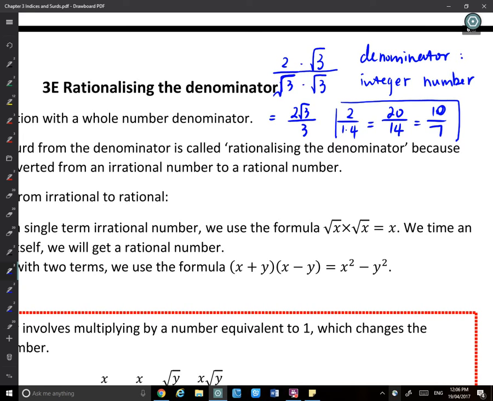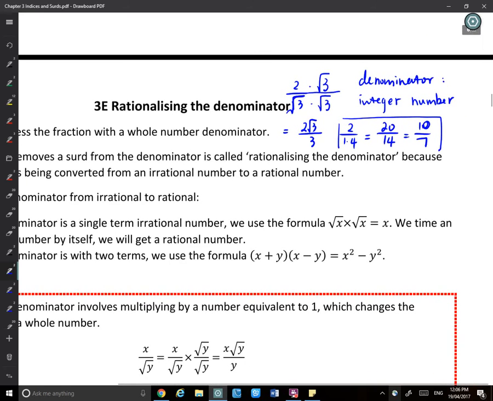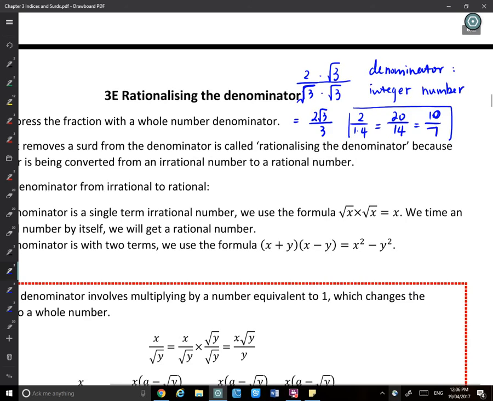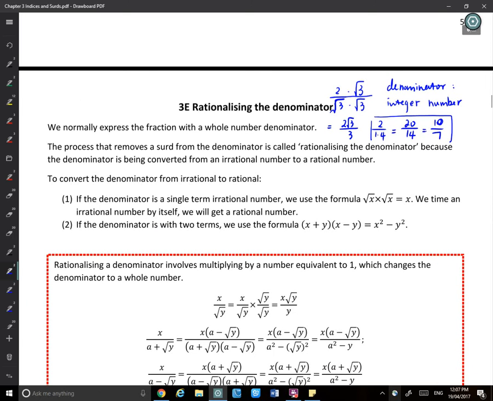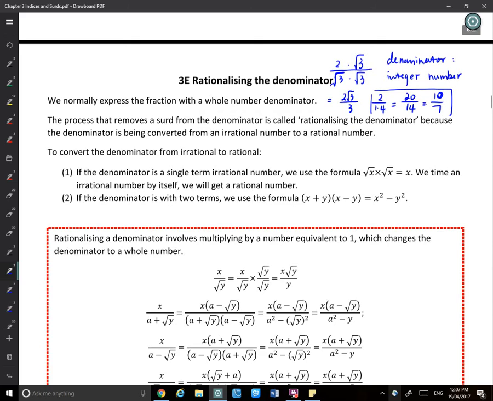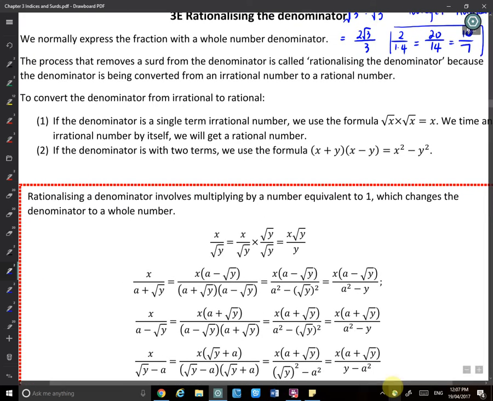So that's the whole idea for 3E. I don't want irrational numbers under the denominator. We want to make it become integers. When you have a single number, that's an easy case, right? Yourself times yourself becomes an integer. That's easy. We have a couple of cases to convert the denominator from irrational to rational.